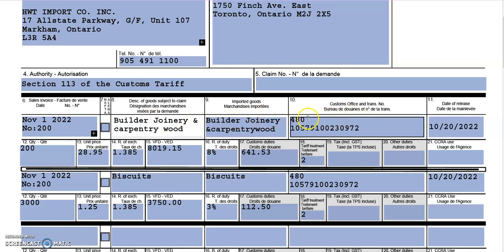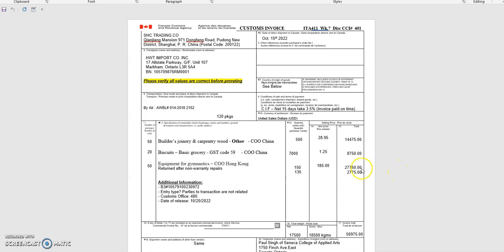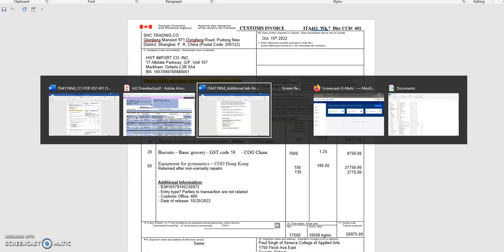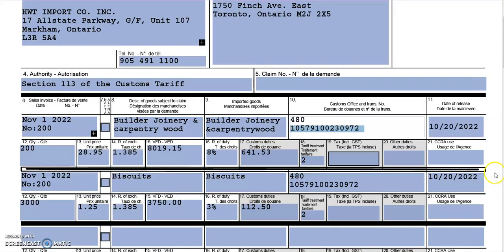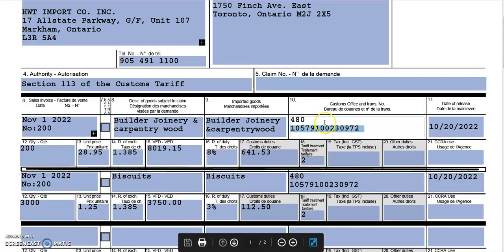The original customs office the goods were cleared at, and the original transaction number, we got that from here. We got the B3 number, and the fact that the customs office was 480, and the date of release was the 20th of October. There's the date of release, 20th of October.